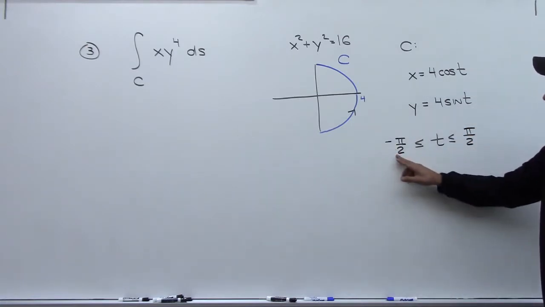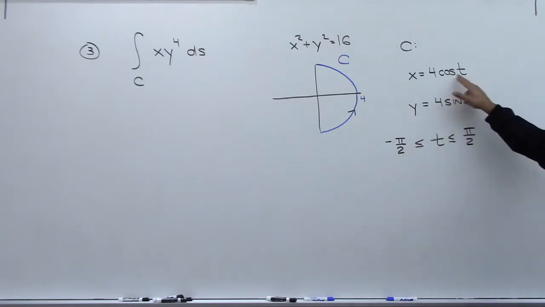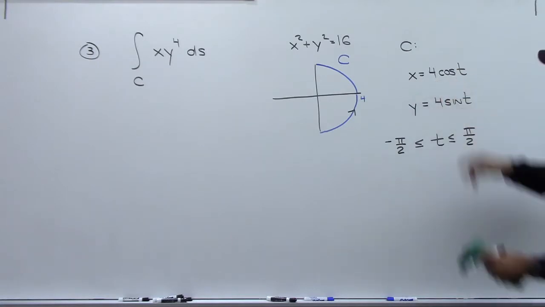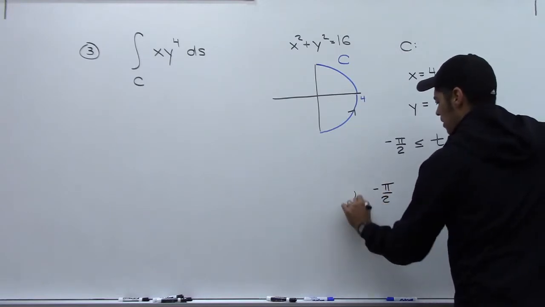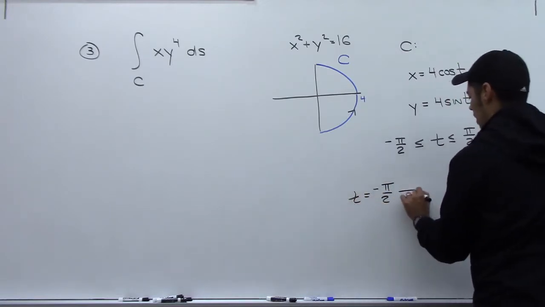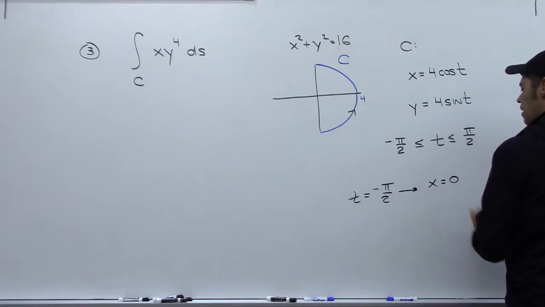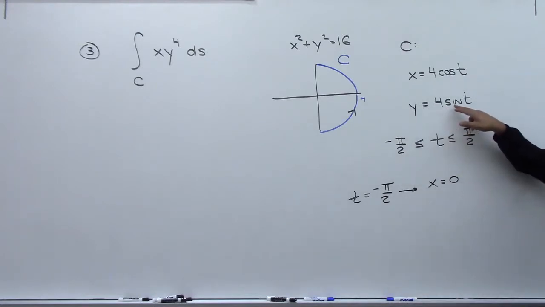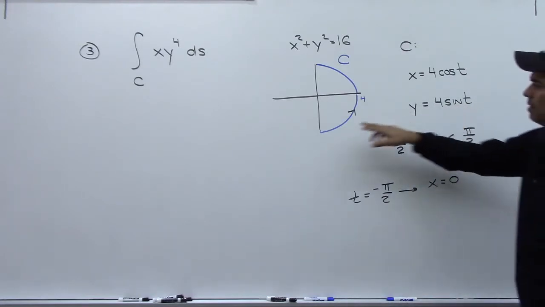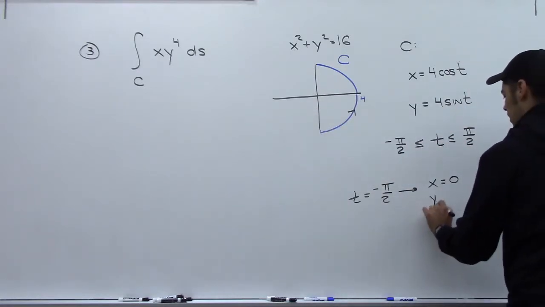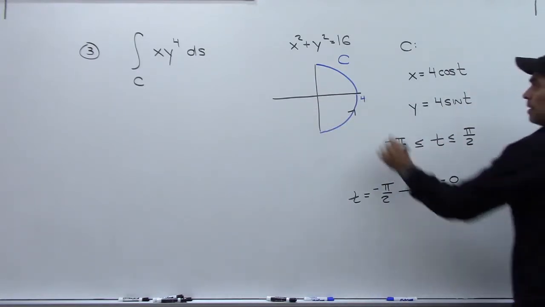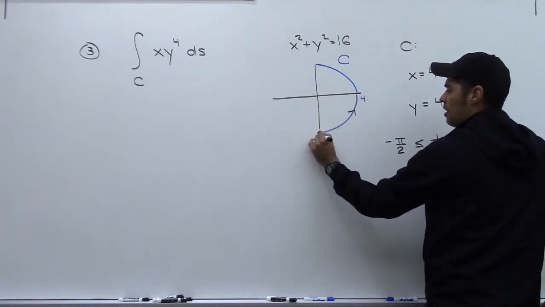If I plug in negative pi over 2, cosine of negative pi over 2 is going to be 0, times 4 is 0. So when I plug in negative pi over 2 for t, x will be 0. And then y, let's see, sine of negative pi over 2 is negative 1 times 4. That gives me negative 4. So I will be at (0, -4). So I will start here.